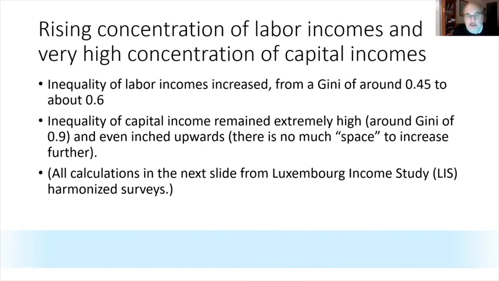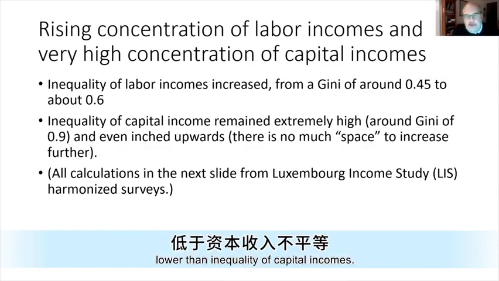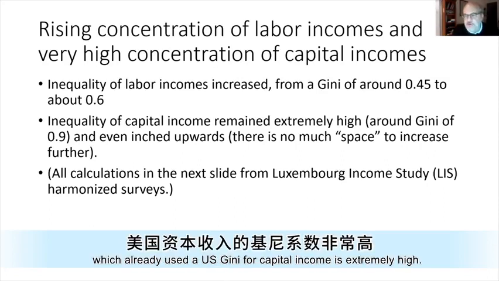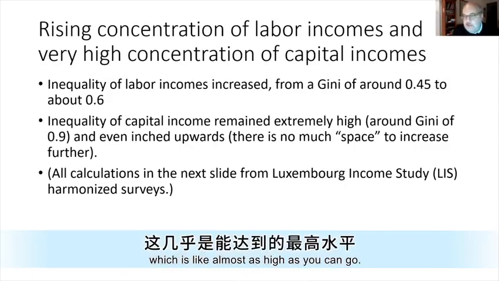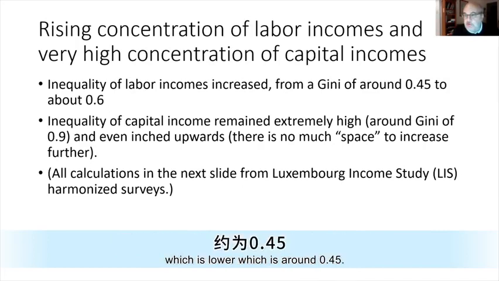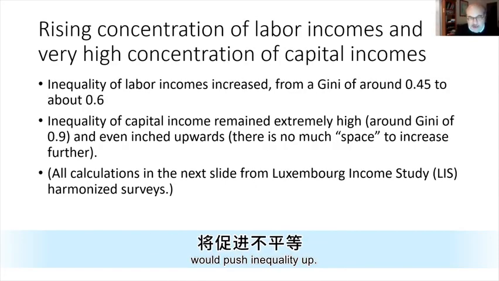First, as I mentioned, inequality of labor incomes is generally, actually always, lower than inequality of capital incomes. You see on that slide that US Gini, which is of course the measure of inequality which I already used, a US Gini for capital income is extremely high. It's 0.9, which is almost as high as you can go. Labor income, however, has a Gini which is lower, which is around 0.45. So the rising share of capital income would push inequality up.